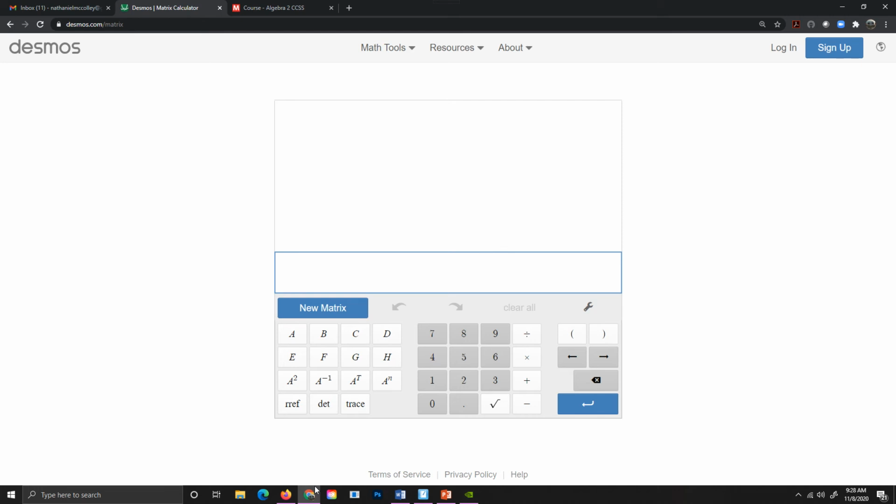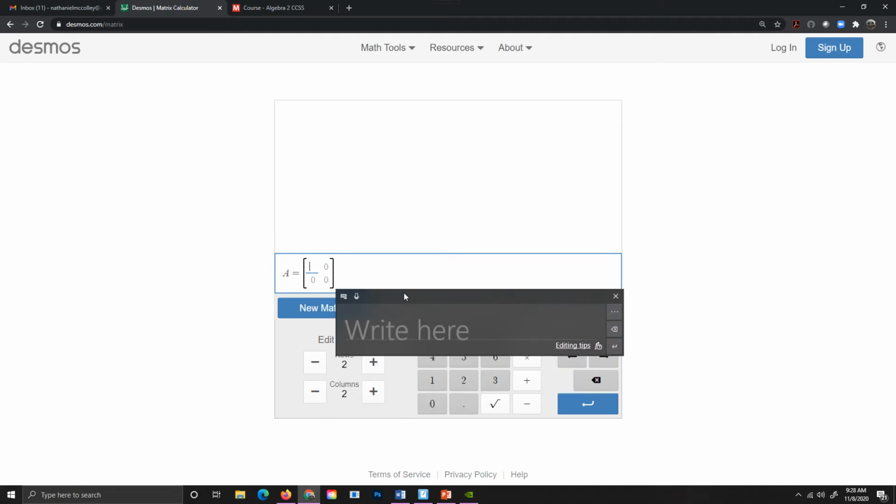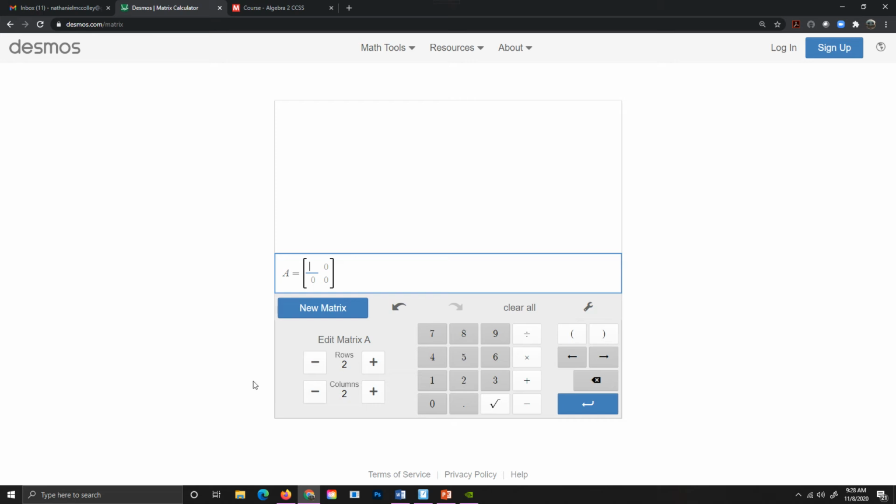And first what we're going to do is talk about the matrix calculator and do the simpler operations so that you can check your work. But here, if I want to start a new matrix, I'm going to hit the new matrix button, and we see, oops, I don't want to do that. Let's get rid of this. And so right here, you'll see rows and columns. So you can increase the number of rows and increase the number of columns just by hitting this plus and minus button.